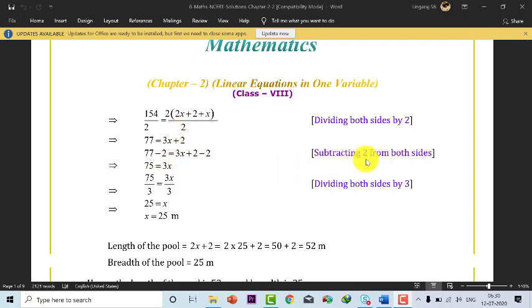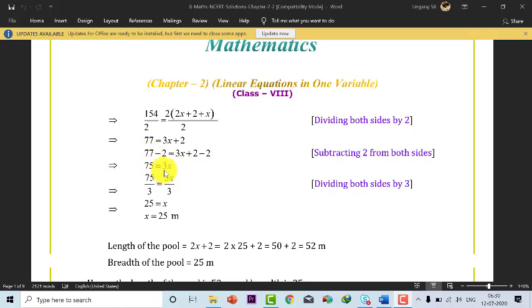So subtracting 2 from both sides. 77 minus 2 is equal to 3x plus 2 minus 2. This plus 2 and minus 2 will get cancelled. Only 3x remains on the RHS, and on the LHS 75 remains.